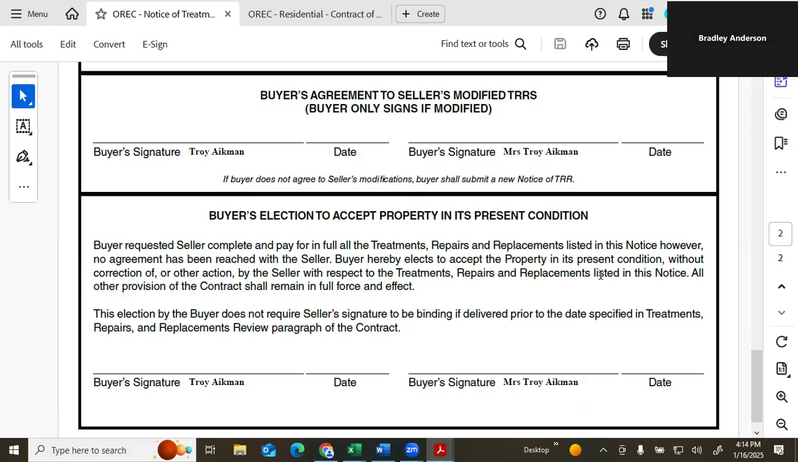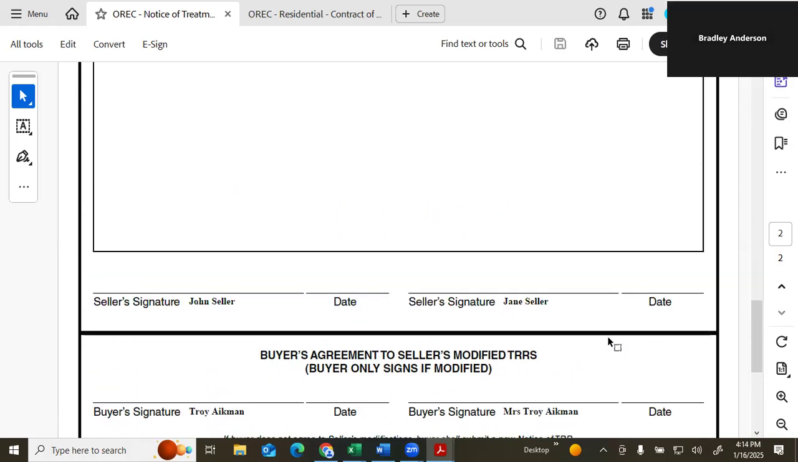So basically, this means that the buyer wanted stuff done. Seller couldn't come to an agreement with the buyer to do it. And so the buyer said, you know what? Doesn't matter anymore. I'm just going to accept it in its present condition. Okay. So that's all that means.